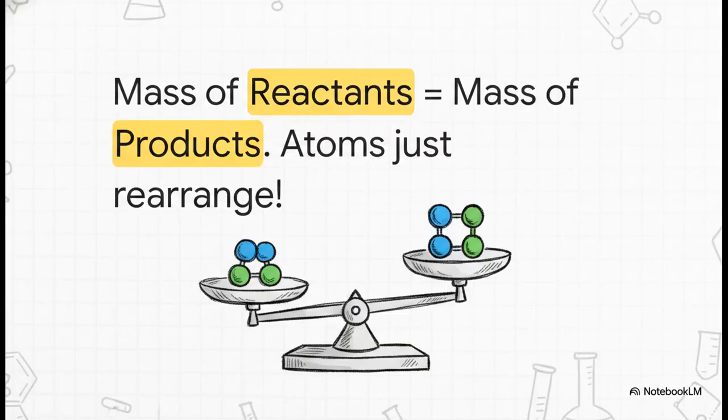So the huge takeaway here boils down to this one simple formula. The mass of your reactants is strictly equal to the mass of your products. The exact mass you start with is the exact mass you end with. The atoms didn't pack up and leave. They just rearranged themselves into completely new combinations.